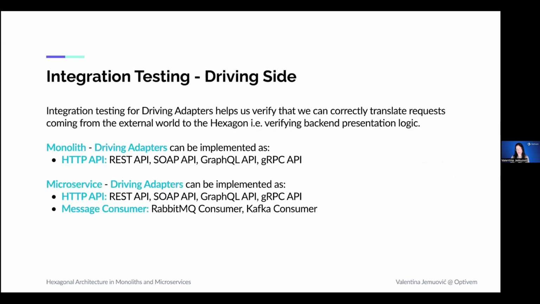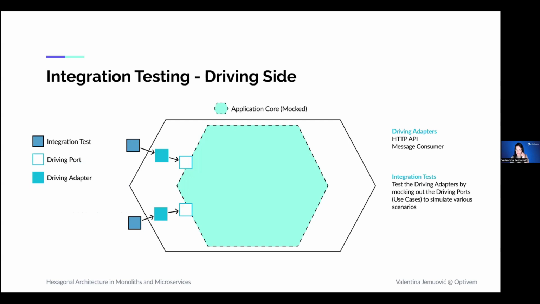Now we want to zoom in, inside the hexagon, into integration testing. We will look at integration testing on the driving side, that's the left side, and later also on the right-hand side. So on the left side, we have driving adapters. They could be a REST API, SOAP API, RabbitMQ consumer, Kafka consumer. All of those are entry points to the microservice. And let's look at integration tests which target those.